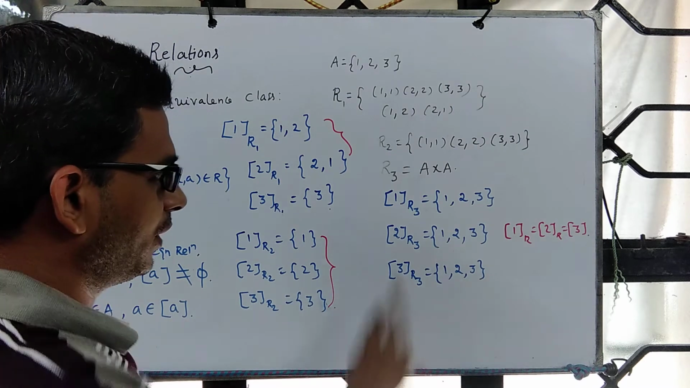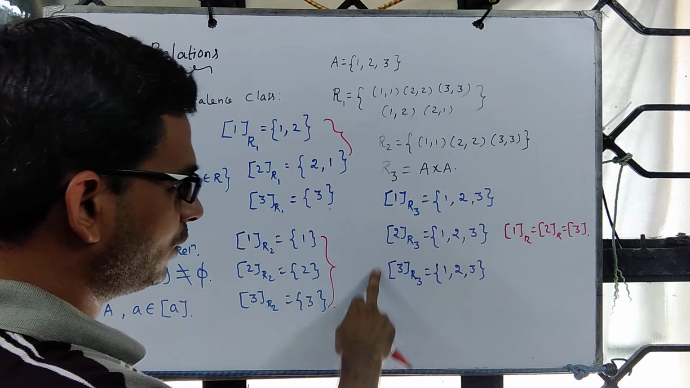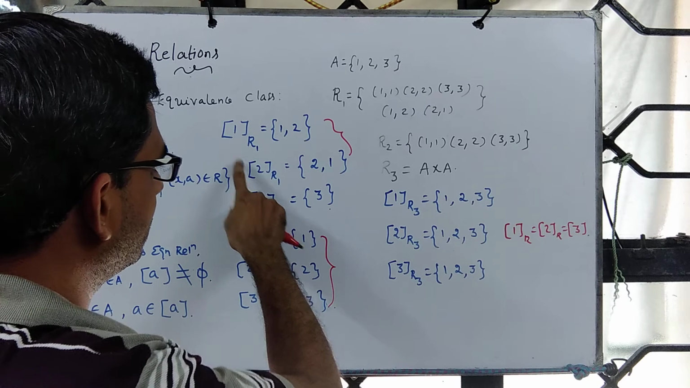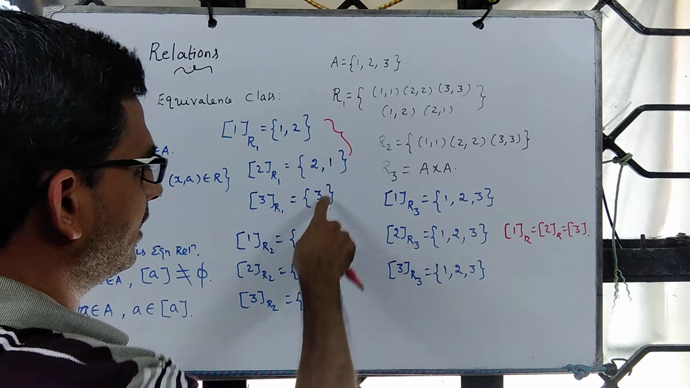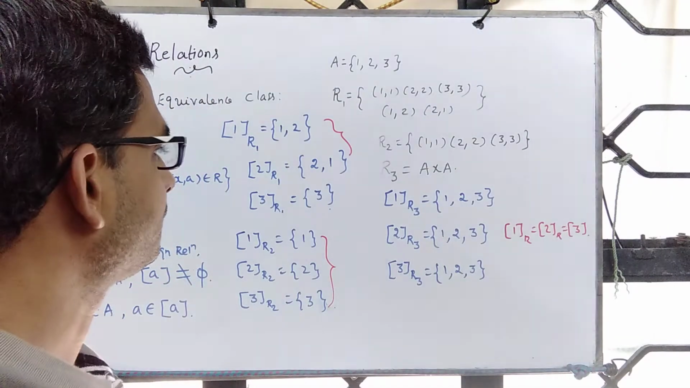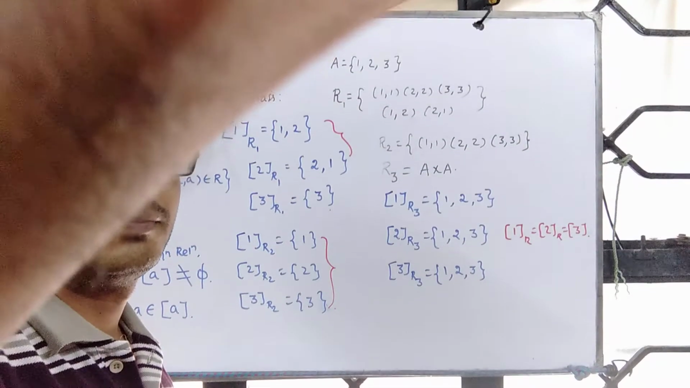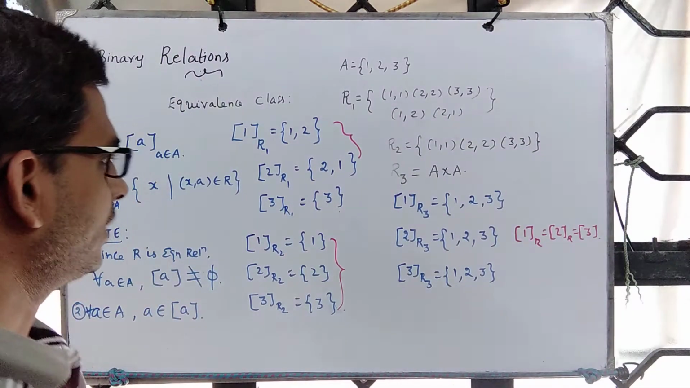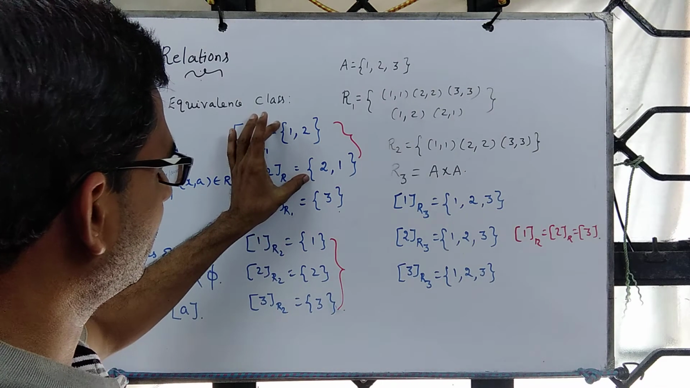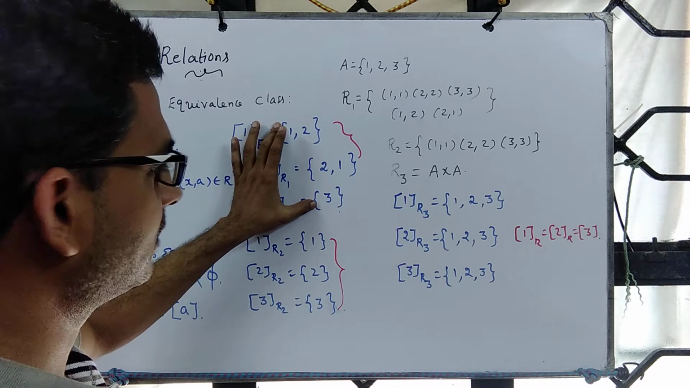Look at it this way. You look at any two. If you look at 1 and 2, they are the same. Look at 2 and 3, they are the same. But look at 1 and 3. They are different. Their intersection is empty. That's very important. If you look at any two equivalence classes, we see that they are either identical, or their intersection is empty.